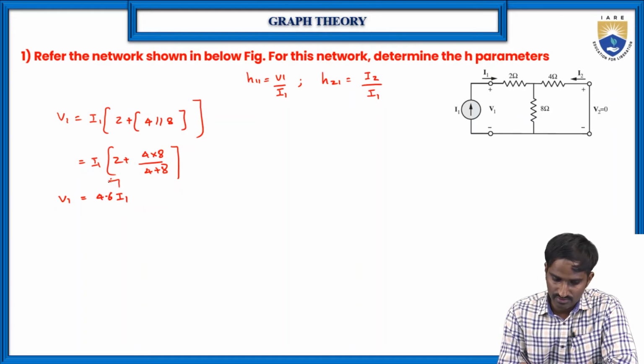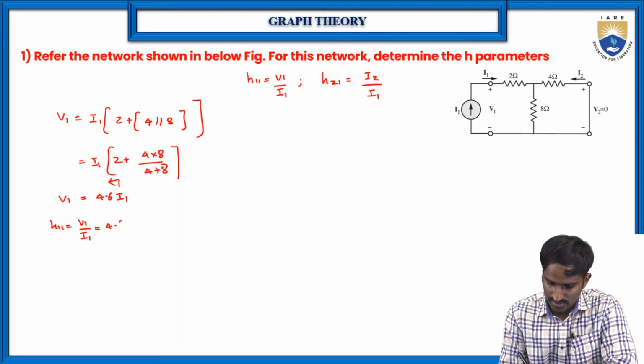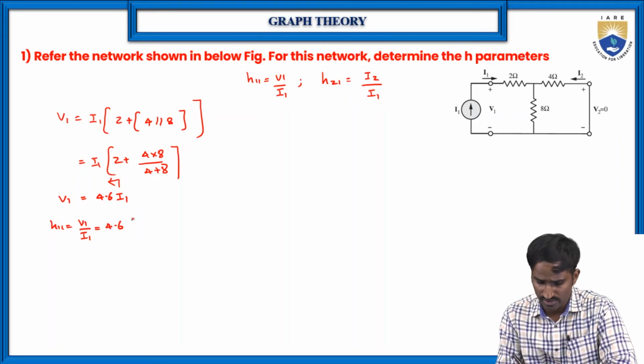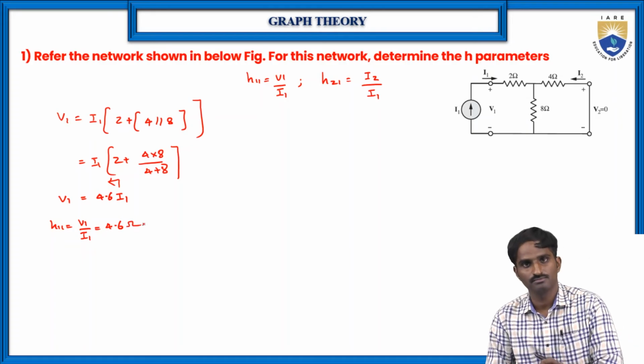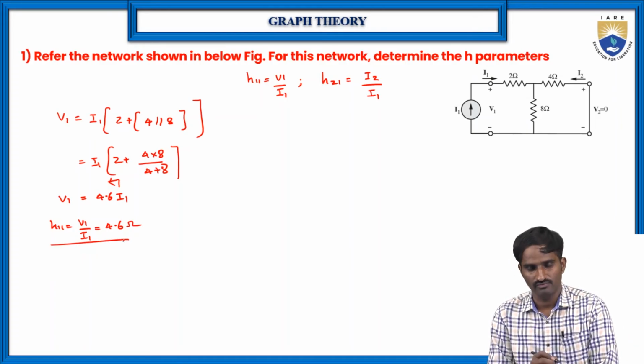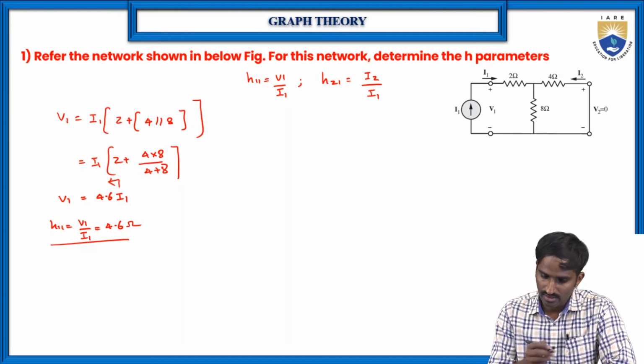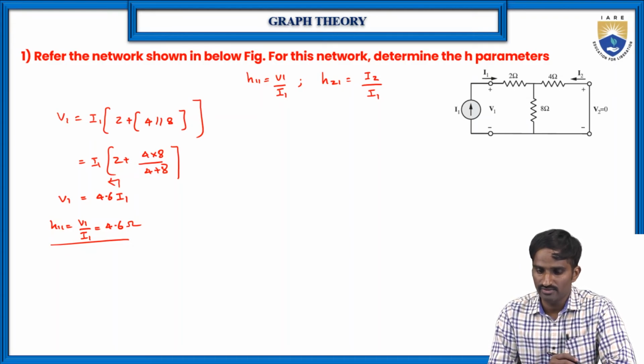Then send this I1 to this side. Then H11, which is equal to V1 by I1, which is equal to 4.6 ohms. This is how we can find H11. Very simple. Then to find H21, which is I2 by I1.